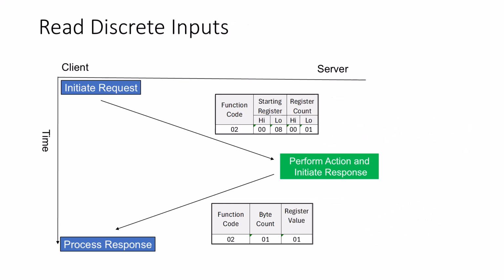This slide shows a Modbus message using function code 2 to read discrete inputs. The request specifies a starting register of 8 and a quantity of 1 register. If the server successfully processes the request, it responds with function code 2 with a data field containing the byte count, which is 1 in this case, and the register value 1, indicating a true state.